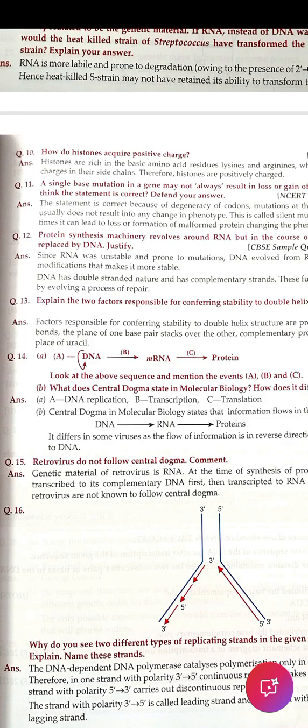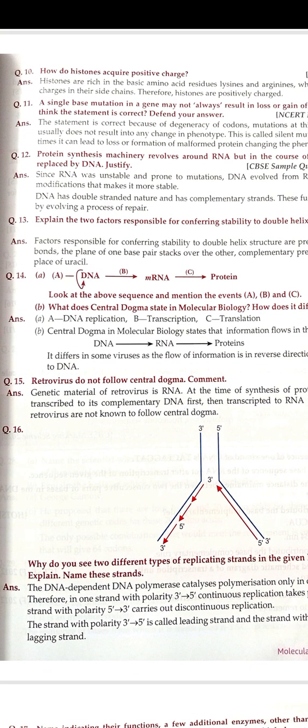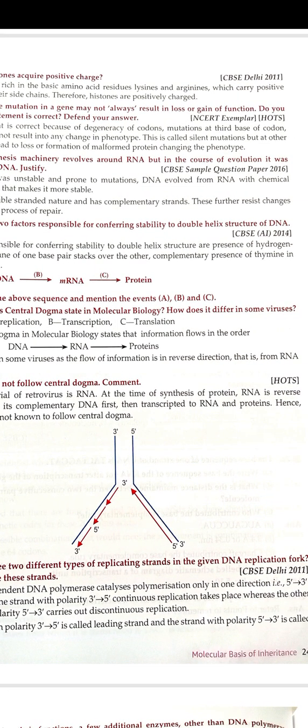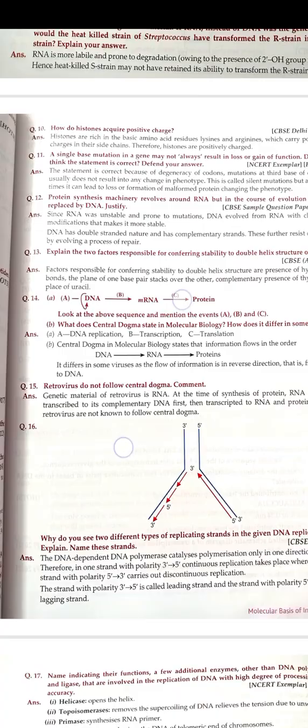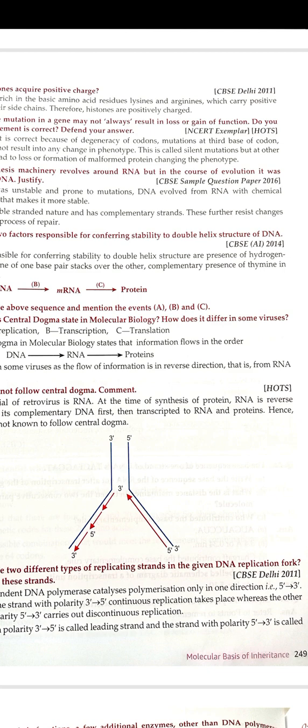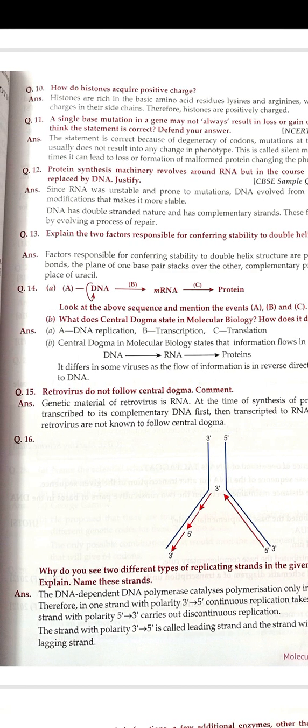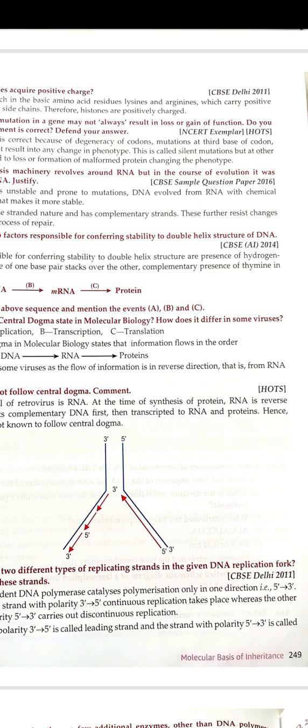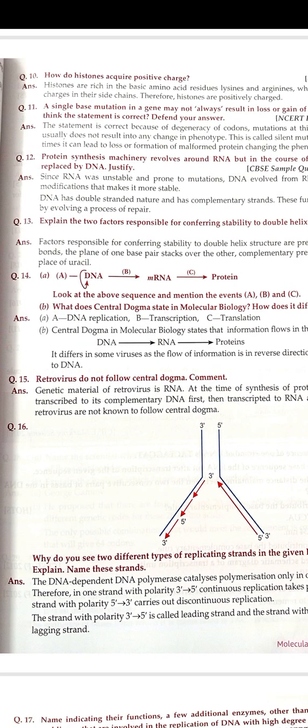Next question number 13. Explain the two factors responsible for conferring stability to the double helix structure of DNA. Factors responsible for conferring stability to the double helix structure are the presence of hydrogen bonds, the plane of one base pair stacking over the other, and the presence of thymine in place of uracil.